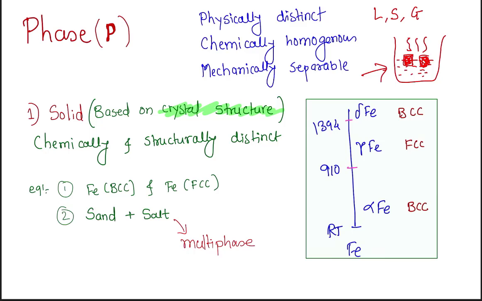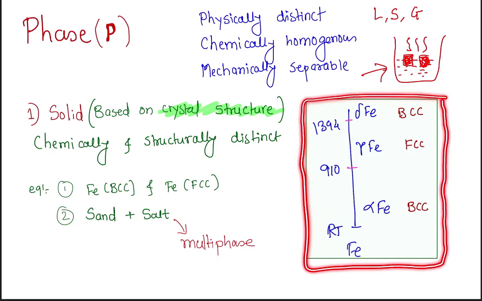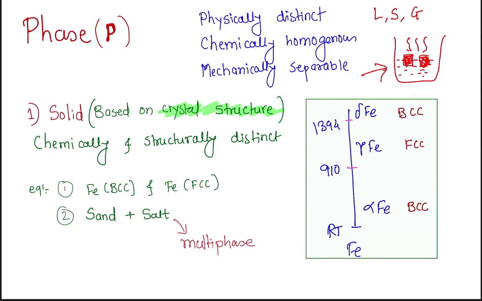We have an example of iron here. From room temperature, if you heat the iron, it can undergo different phase transitions such as alpha, gamma and delta. Alpha represents BCC, gamma represents FCC and delta represents BCC. So here we have only solid, but there are three different phases. You have to remember that we distinguish solid phases based on crystal structure, not just on whether they are solid. Even if they are solid, if they have different crystal structures, we call them different phases.